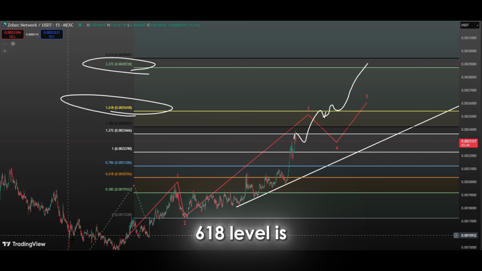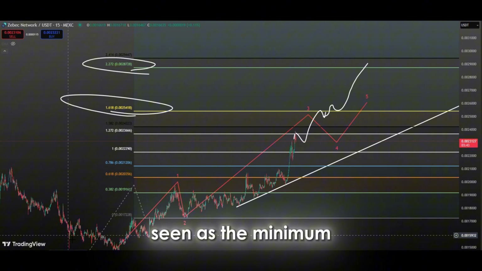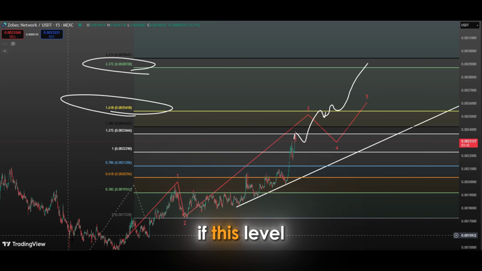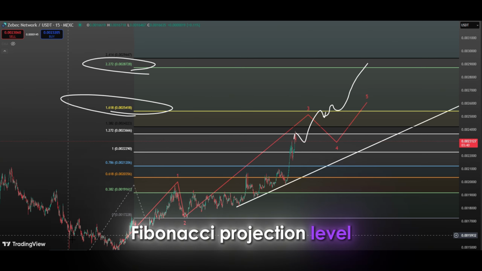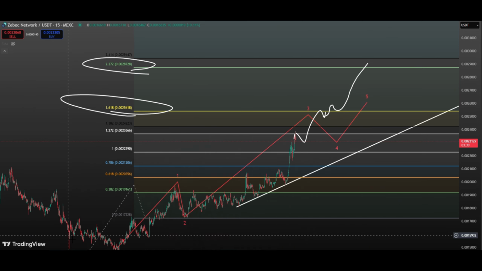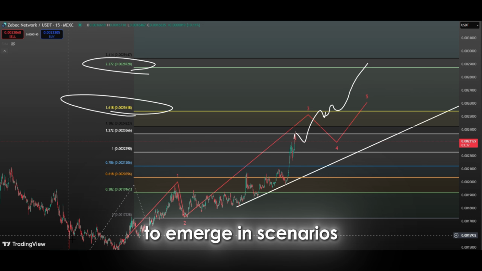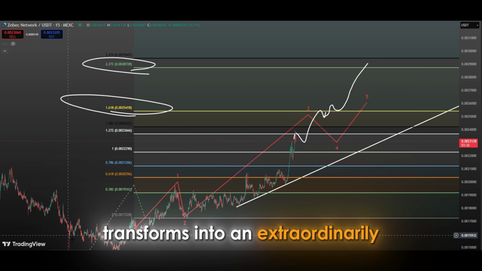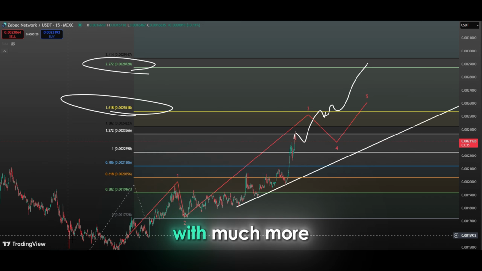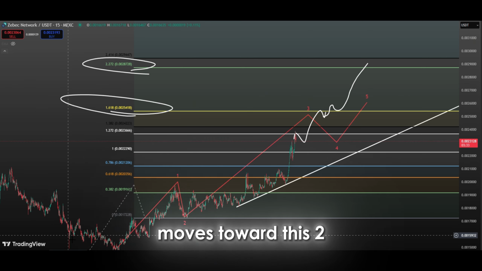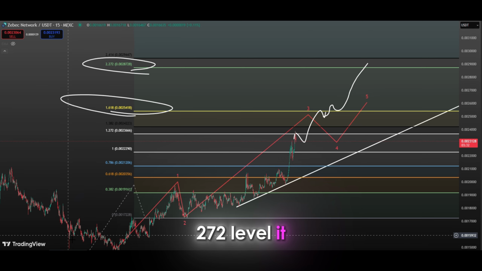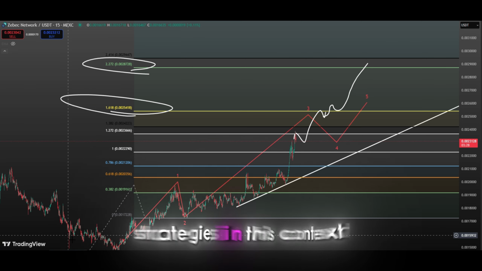While the 1.618 level is seen as the minimum target for the third wave, if this level is surpassed, attention will shift to the next major Fibonacci projection level of 2.272. This level tends to emerge in scenarios where the third wave transforms into an extraordinarily strong impulse with much more aggressive price increases. If the price moves toward this 2.272 level, it will be a highly positive signal not only for short-term traders, but also for those implementing medium and long-term strategies.